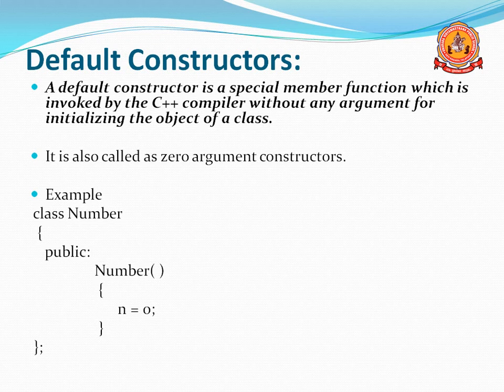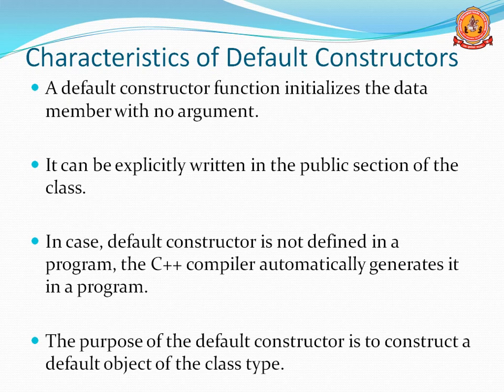It is invoked when we declare the object. For example, you can see here class Number. Number is the class name, and we declared one constructor Number without any arguments. In a constructor there is no return type, but arguments may or may not be present. Here arguments are not there, so this type of constructor is known as a default constructor. Here you can see the Number constructor, and I initialize n equal to 0. So the value is initialized as n is equal to 0.